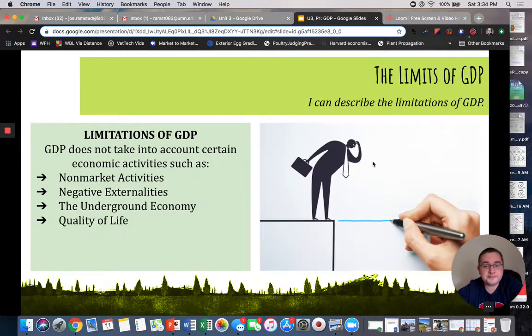So GDP is not perfect, right? Just like you and me aren't perfect, GDP isn't perfect either. There's definitely some limitations to GDP. There are 4 key ones that we're going to talk about today that I think you should probably jot down in your notes. That is non-market activities, negative externalities, the underground economy, and quality of life. Those are the 4 key limitations of gross domestic product.